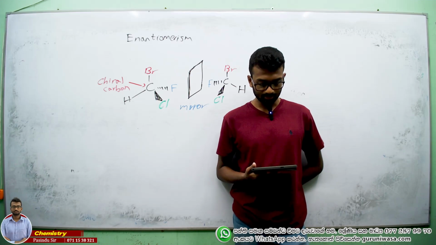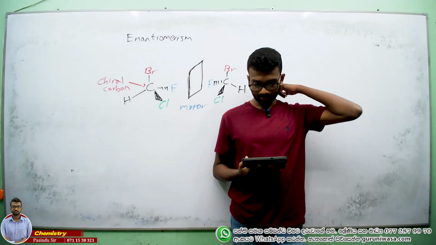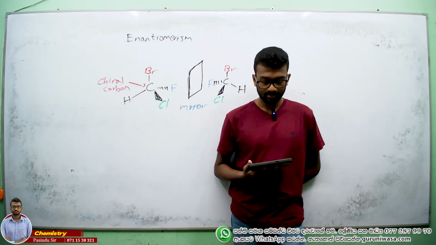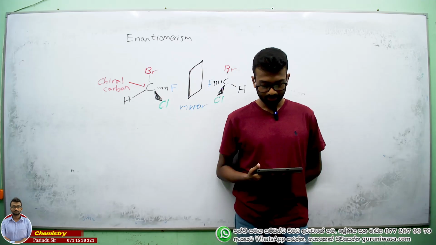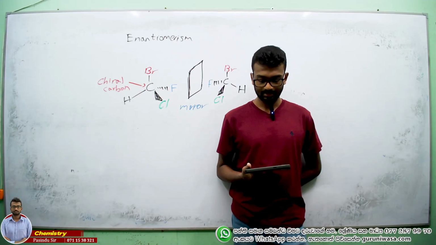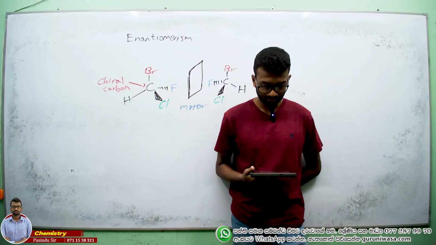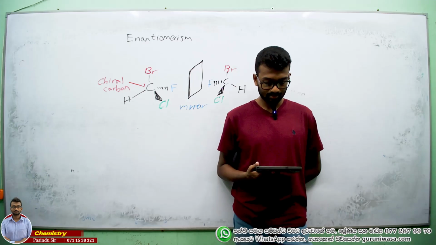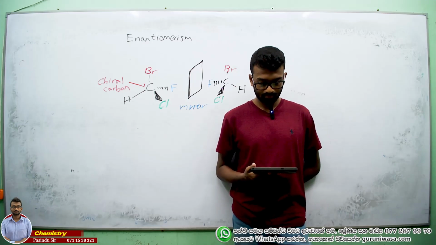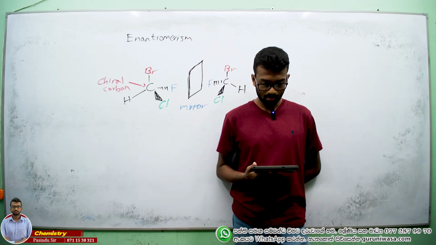The presence of a single chirality center in a molecule guarantees that the molecule is chiral and the enantiomeric forms are possible.